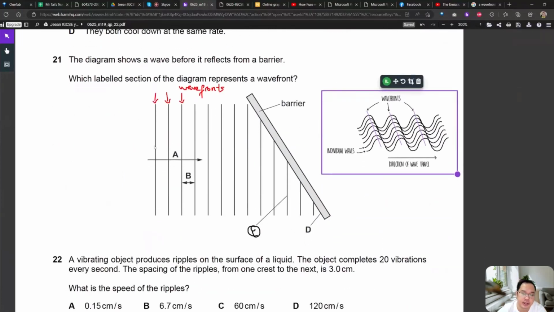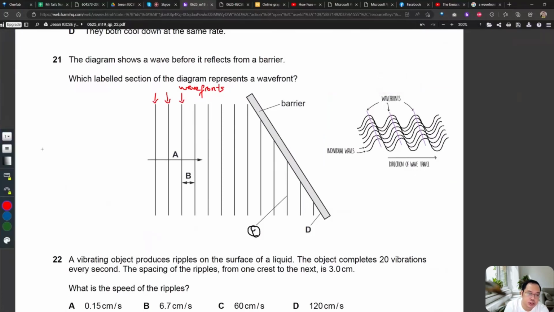So each vertical line here is a wave front, and the distance between two successive wave fronts, this distance equal to B here, is called a wavelength. This distance is the wavelength, denoted by the letter lambda. Okay, wave front.